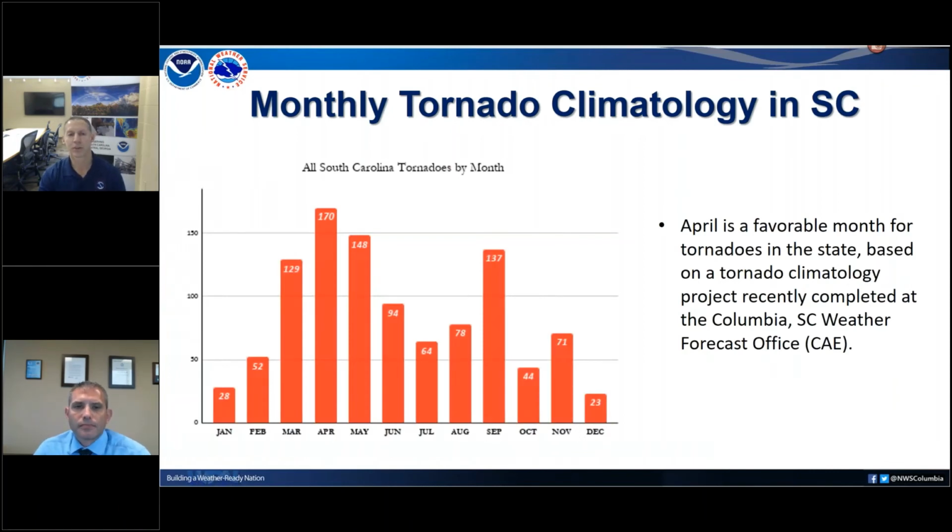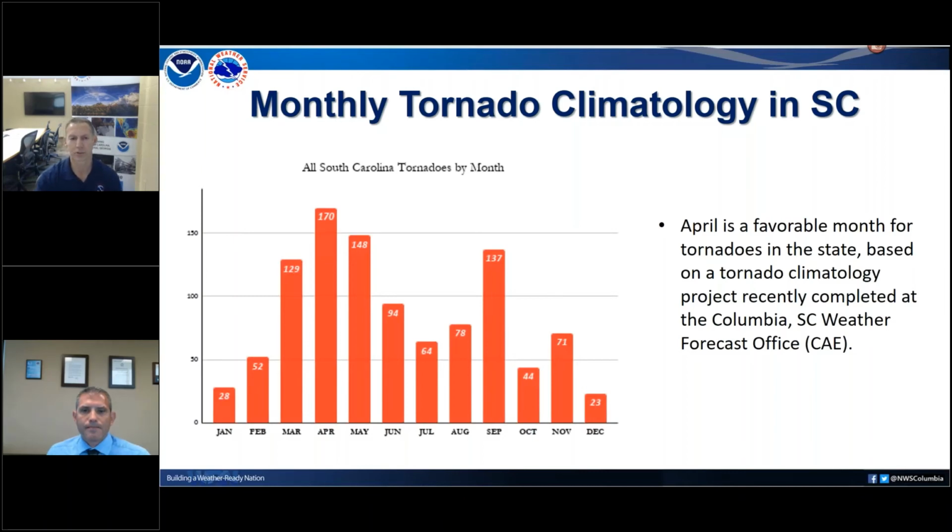So to kind of wrap things up here a little bit, Frank kind of showed this already. This is just looking at the monthly tornado climatology for South Carolina. April is the most favorable month for tornadoes across the state itself. This would apply also for the state of Georgia as well.